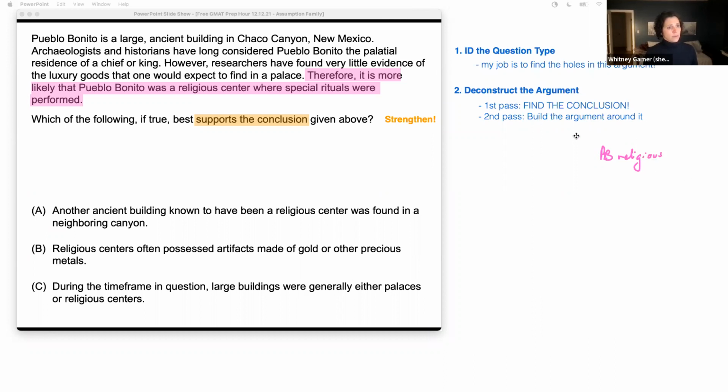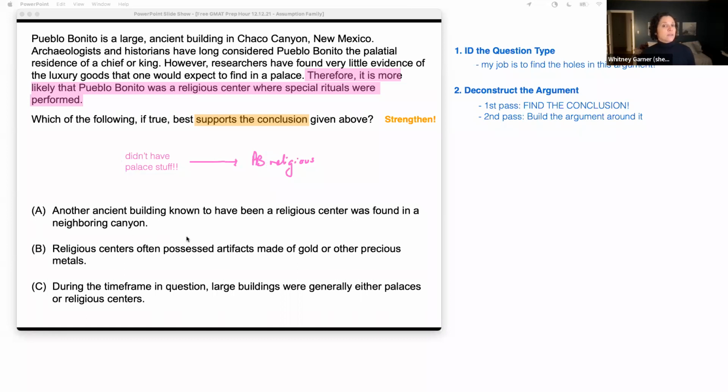Actually, I'll drop this in over here. So this Pueblo Bonito place was religious. My question is, why? Well, because it didn't have the stuff a palace would have. So it didn't have palace stuff. Oh, really? Okay, it didn't have palace stuff.